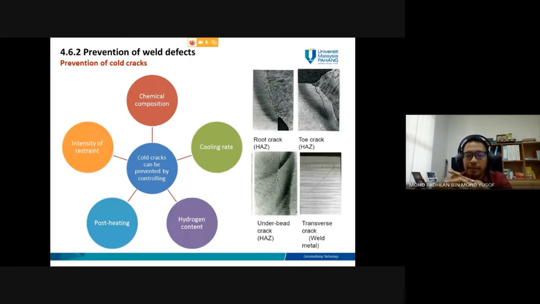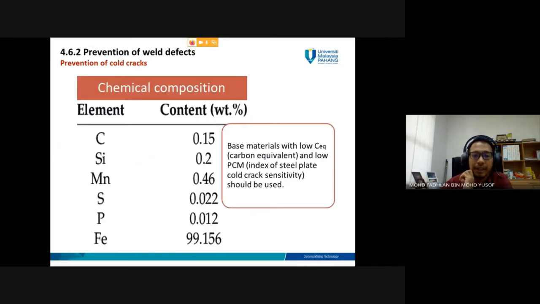Okay, and then transverse crack ni biasa berlaku dalam fusion zone lah. Kalau kita tengok di sini, disimpulkan bahawa cold crack can be prevented by controlling the chemical composition, okay, cooling rate, hydrogen content, post heating, or intensity of restraint. This is among the simplest things to do to avoid cold crack.